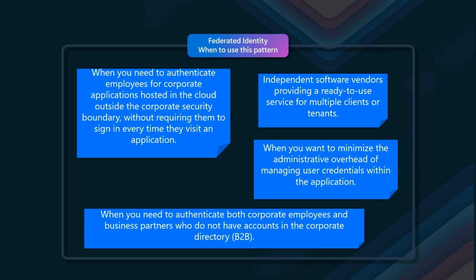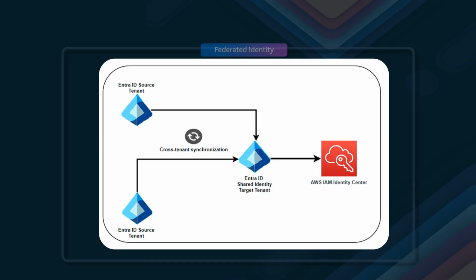Supporting claims-based control. When you need to implement role-based access control, or RBAC, based on role claims contained within an authentication token, this allows for a more granular level of control over access to features and resources within the application.